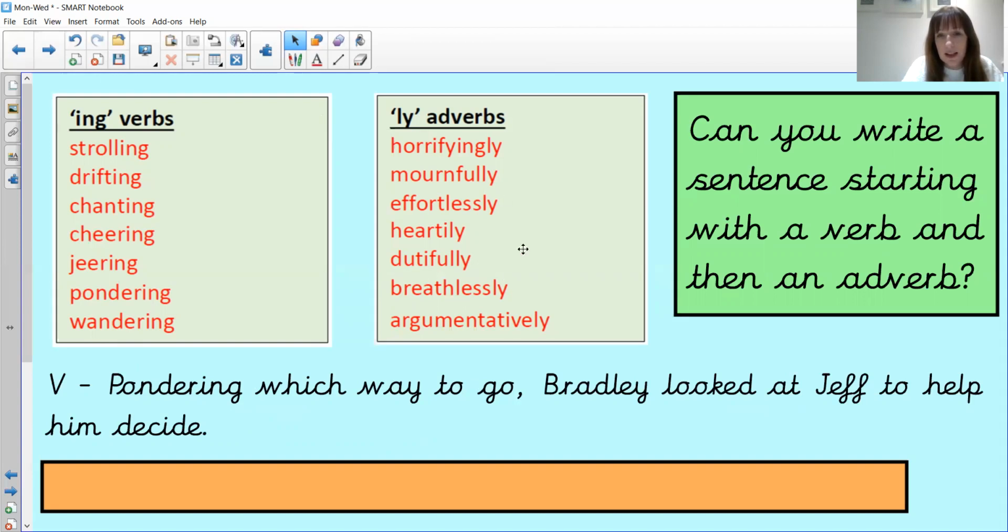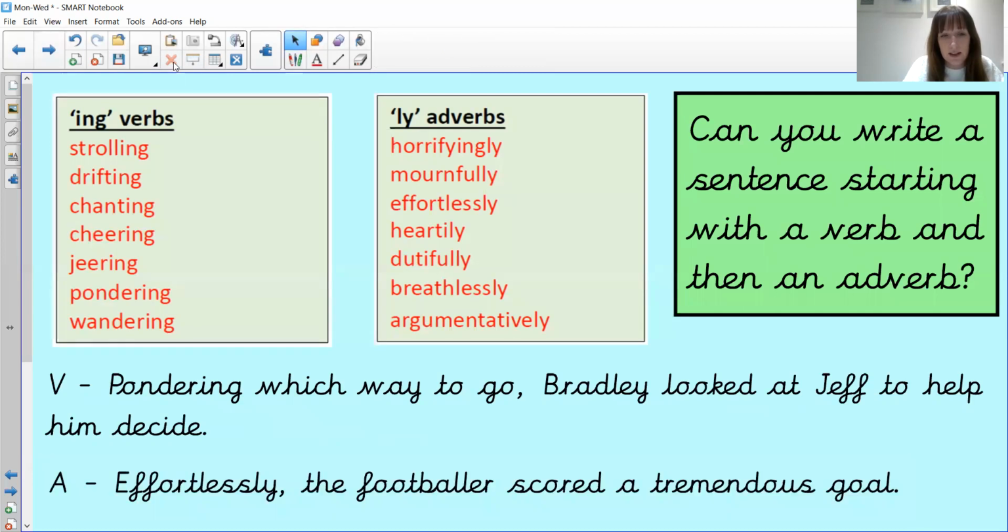And then I want you to have a go at starting a sentence with an adverb. So I've done: effortlessly, the footballer scored a tremendous goal. So what I want you to do is pause me here, and in your home learning books, can you write a sentence starting with a verb and then an adverb? All right, off you go.